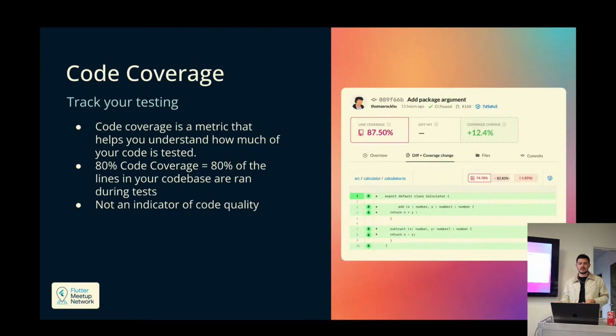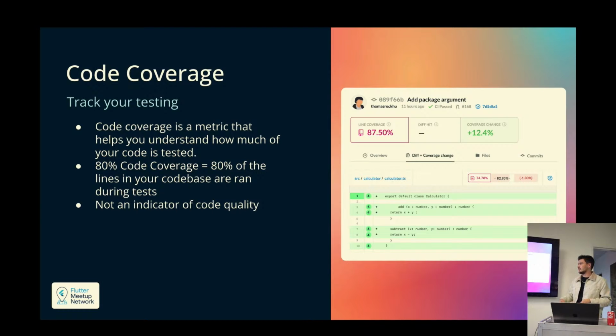Next up is code coverage. Tracking your testing is really important. So code coverage is basically a metric that helps you understand how much of your code is tested. For example, an 80% code coverage is roughly 80% of the lines in your code base are run during tests. So if you ran your tests, 80% of the lines are covered because they were executed during a test being run. But it's very important, this is not an indicator of code quality.